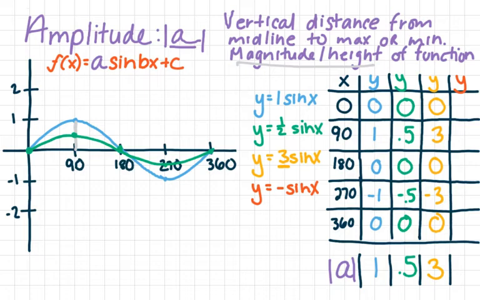Plotting this point, we can see how the height of our graph now changes. Our points will now be 0, 0, 90, positive 3, 180, 0, 270, negative 3, and 360, 0. We can see how the height of our graph is changing based on our a value.